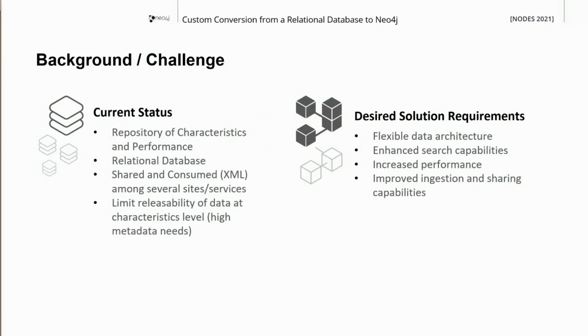So I'm going to start off by talking a little bit about the background of our situation, the background of the client and what they want to use Neo4j for. They're coming from, as I said, a legacy relational database that stores characteristics and performance data for vehicles. Lots of data about how they perform, what all the different components are and their measurements and how they fit together.